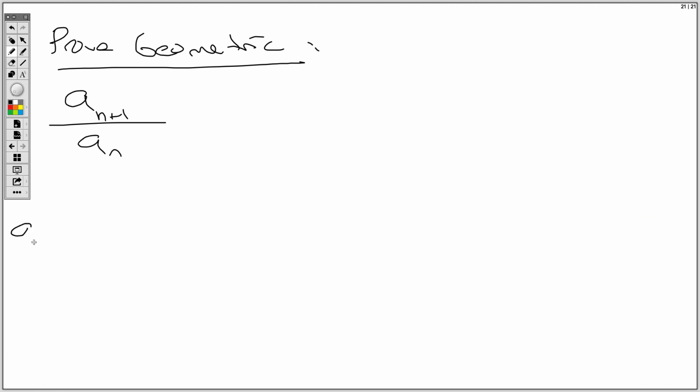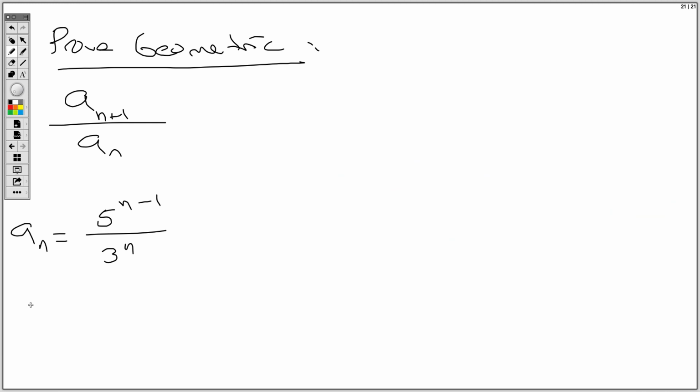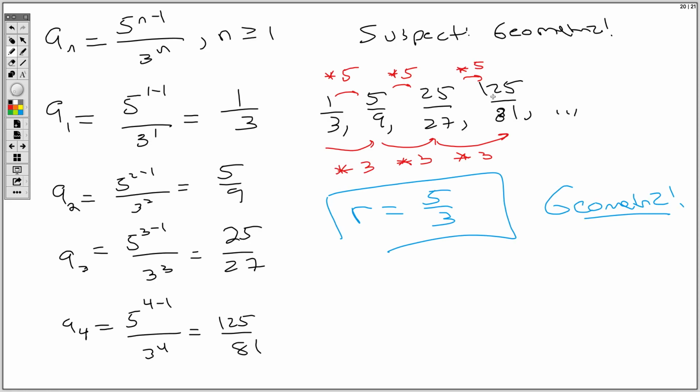So a sub n is 5 to the n minus 1 over 3 to the n. And so a sub n plus 1, everywhere I see an n, I plug in an n plus 1. So that would give me 5 to the n over 3 to the n plus 1. So here's the nth term. Here's the n plus first term. Okay, so I'm looking at generically what's going on here.